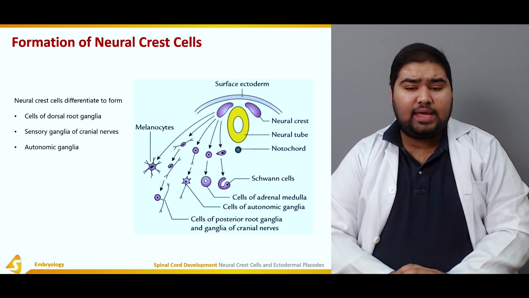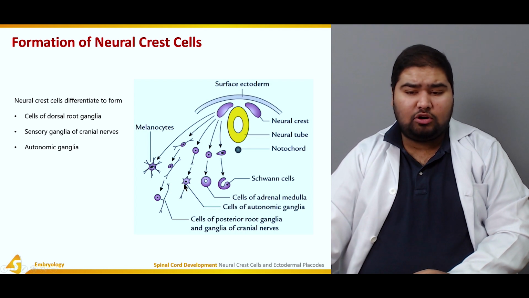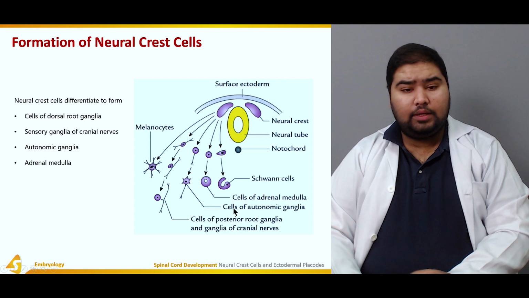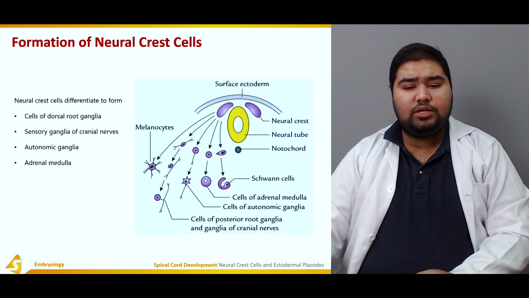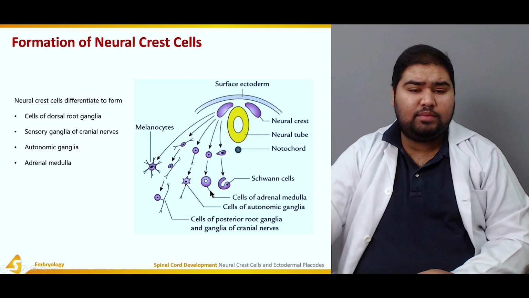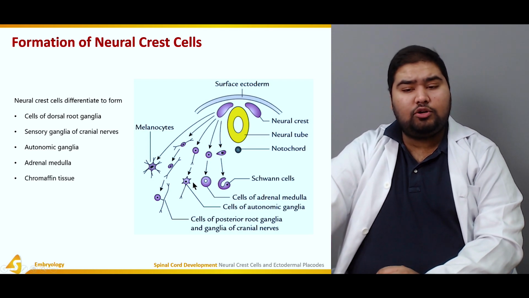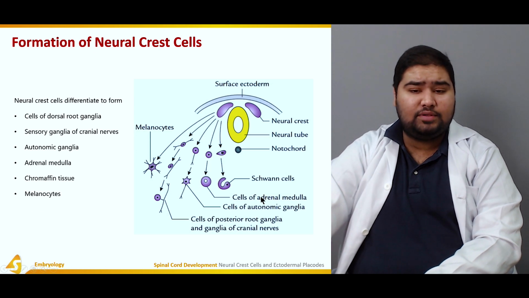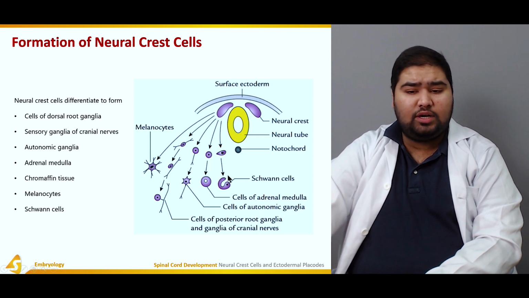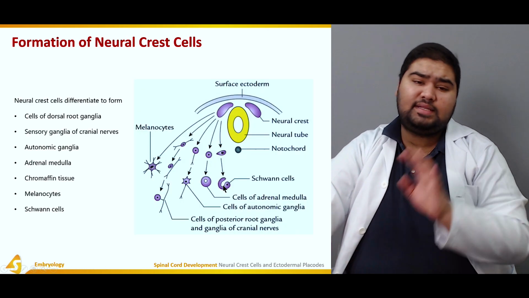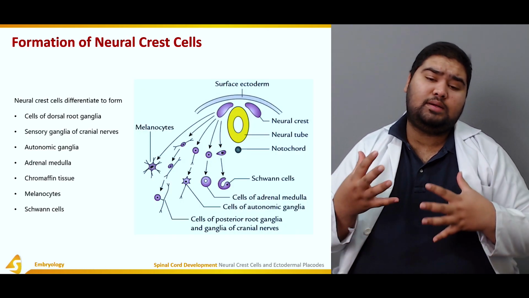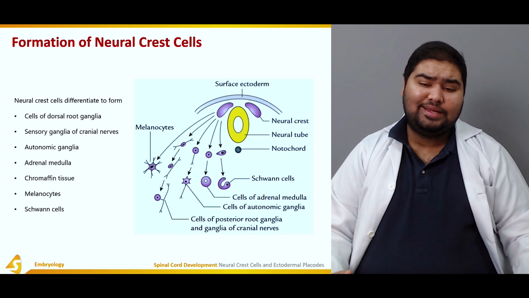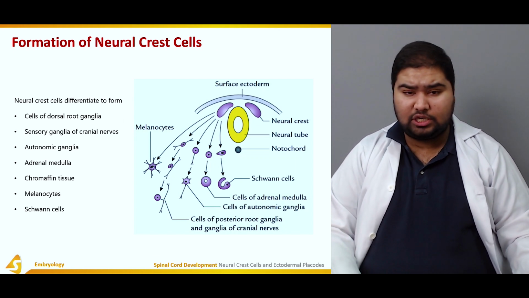The autonomic ganglia, here you can see these are the autonomic ganglia. Now the cells of the adrenal medulla, here you can see cells of the adrenal medulla being given off. The chromaffin cells, the chromaffin tissue, the melanocytes, the Schwann cells. So the neural crest cells are precursors of all of these cells, and they give rise to all of these adult structures.